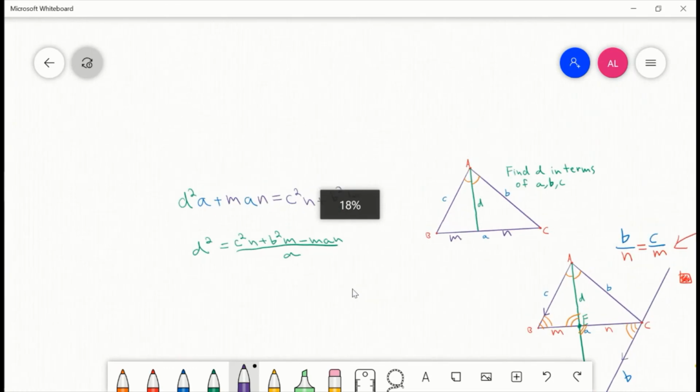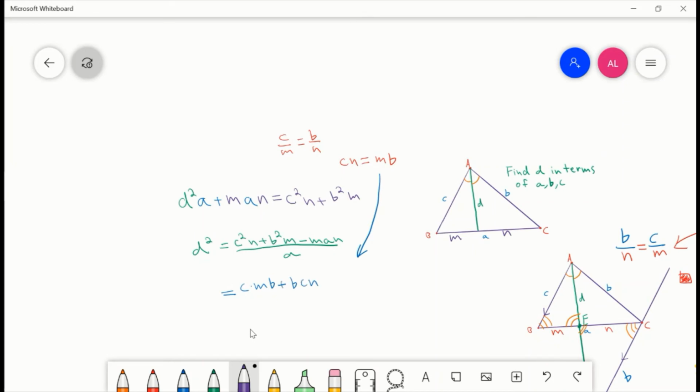So once again, I'm going to rewrite the angle bisector theorem like this. And this yields that cn is equal to bm, right? By cross multiplying. So what does this yield? Well, the first term in this numerator right here turns into c times m times b. Why? Because c squared n is c times cn, but cn is mb, so this turns into c times m times b. We do the same thing for the second term.